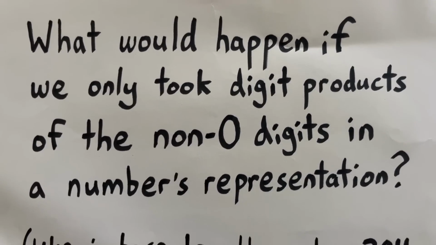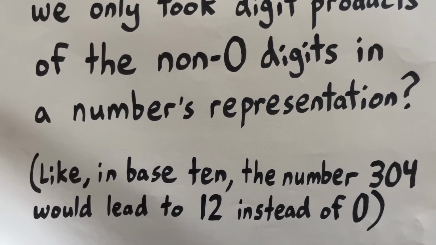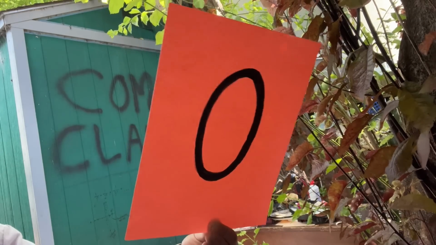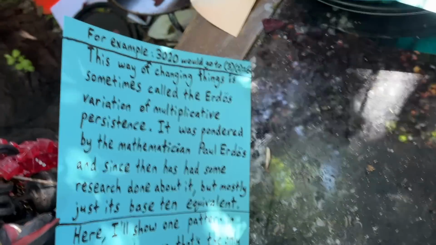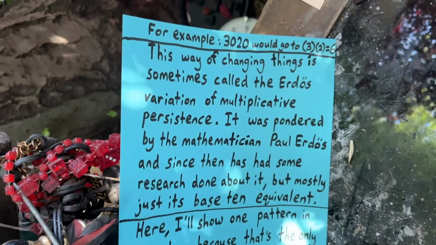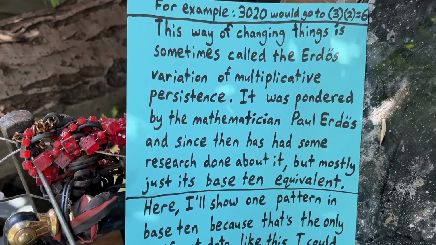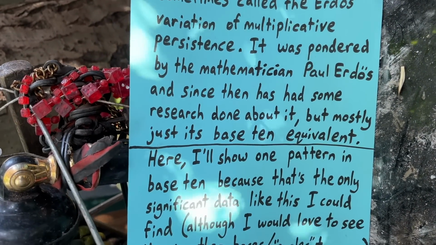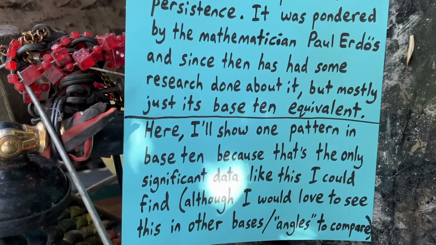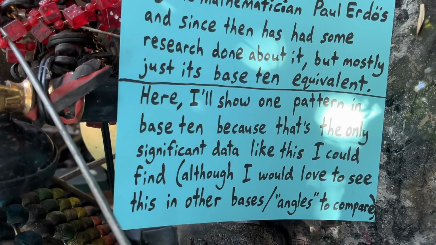What if we just ignored them all and treated our digit products as non-zero digit products? Or equivalently, we could turn all the zeros into ones. This has been studied to a degree. It's sometimes called the Erdős variation of multiplicative persistence, after the mathematician Paul Erdős, and it has gotten some developments over the years, but as usual, mostly just in base 10. So here I just have some base 10 related details to show, but even just those are very interesting.